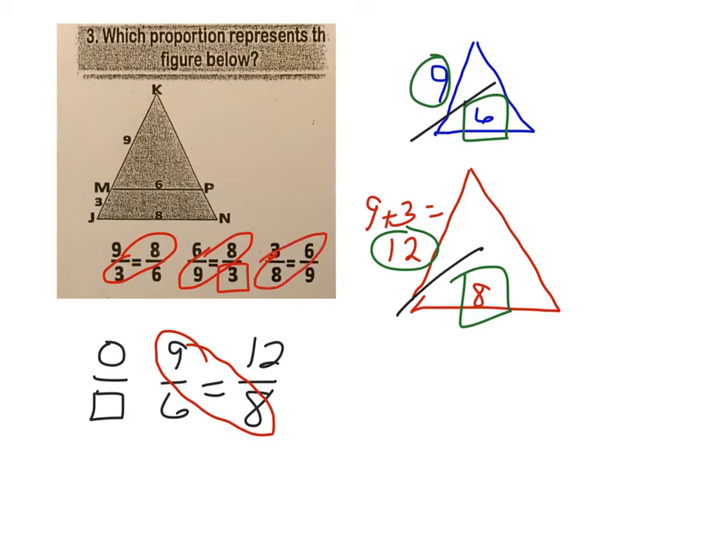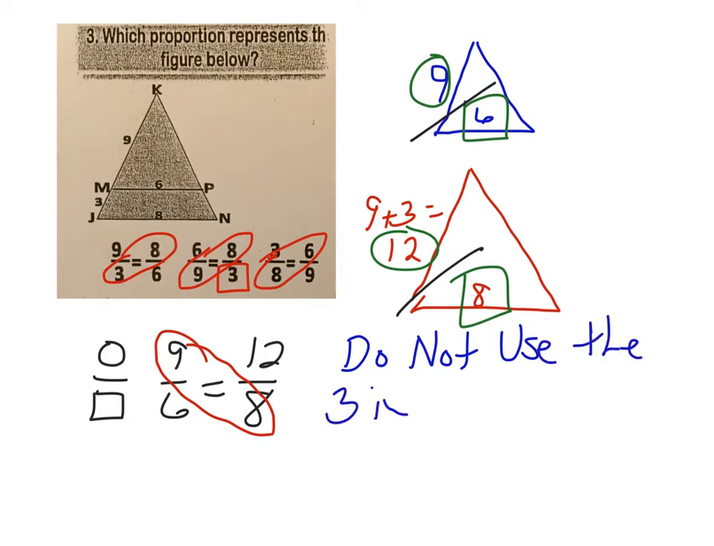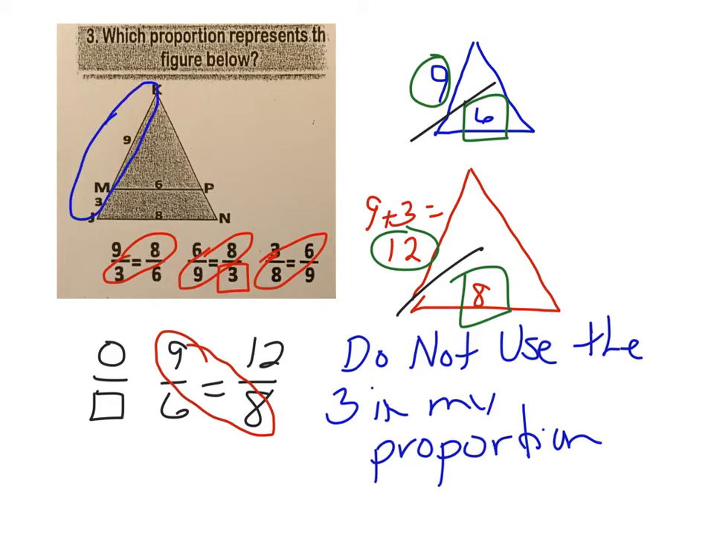So I cannot use the 3. So put a note on here: do not use the 3 in my proportion, because that 3 had to be added with the 9 for a total of that side length of 12.